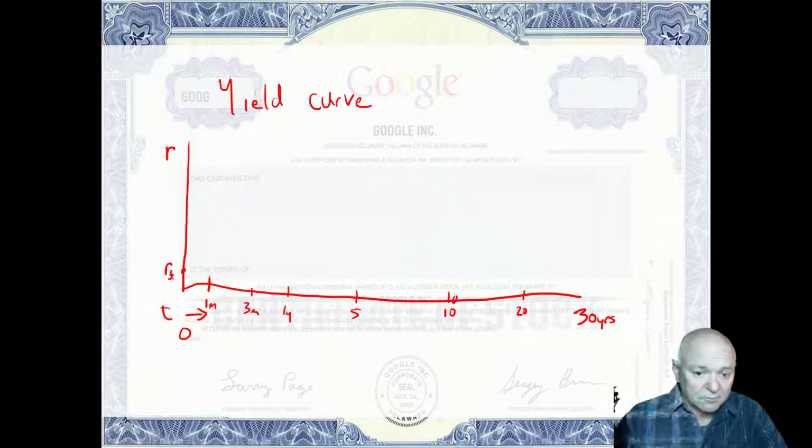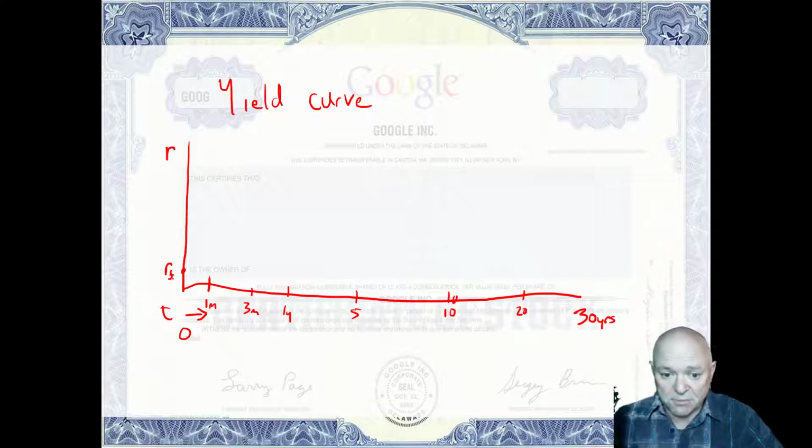name, like 1 month, 3 months, 1 year, 5 years, 10 years, 20 years, that the rate of interest that's quoted often, the risk-free rate for a government bond, that's quoted today would be something like 25 basis points.